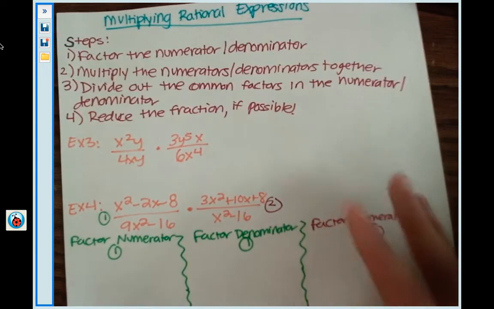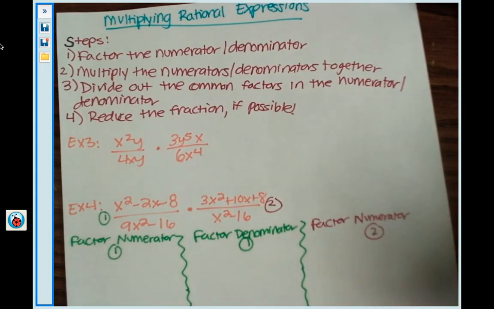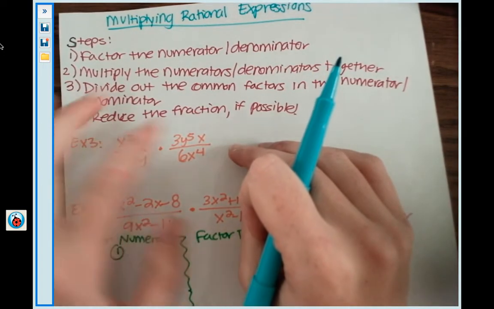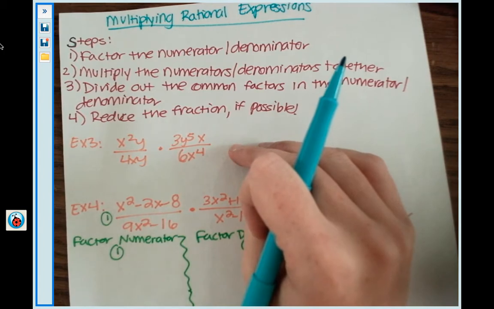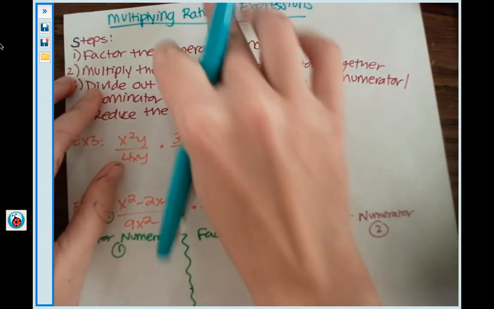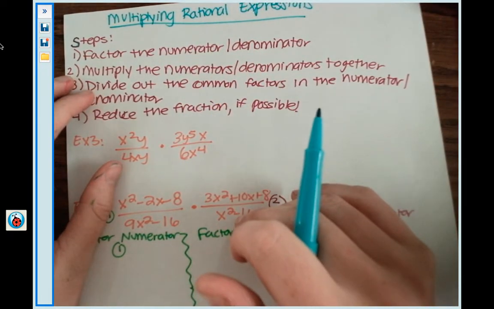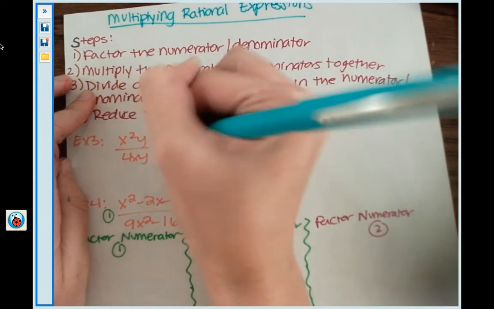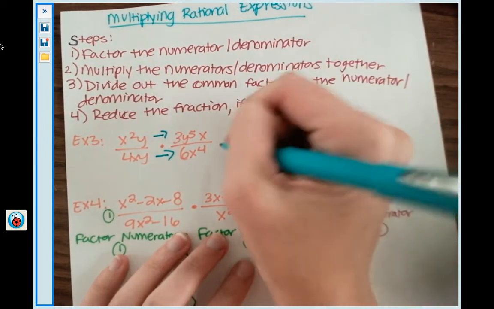Okay? All right, guys, so let's get started on example 3. So first of all, we factor the numerator and the denominator. Well, all 4 of these are monomials, so I don't have to factor them. I can't really factor a monomial. So that one's done. Then we're going to multiply the numerators together and the denominators together. We're going to go straight across when we multiply.